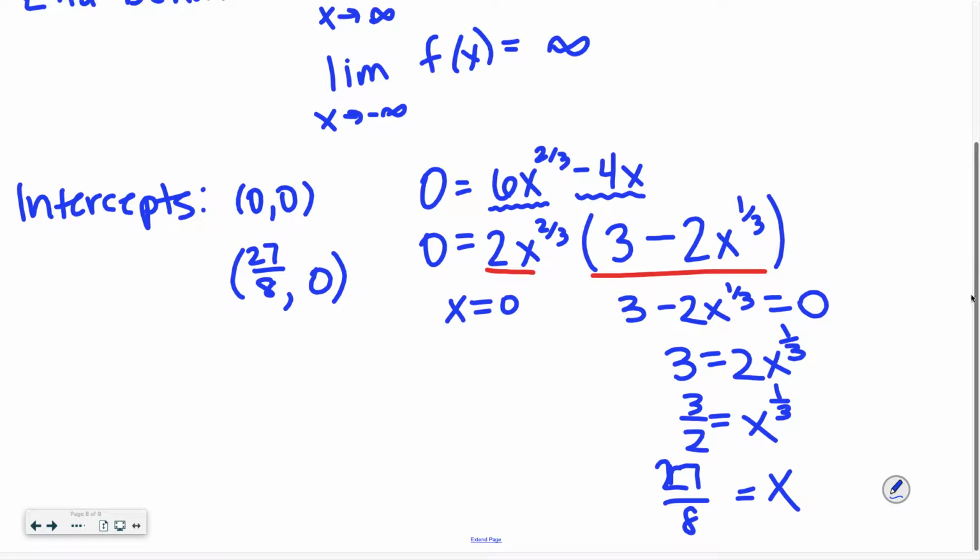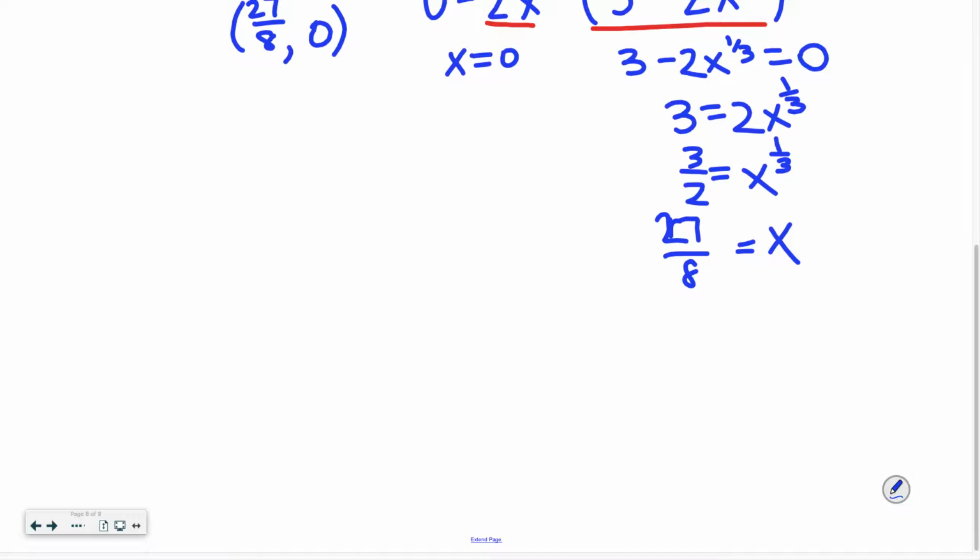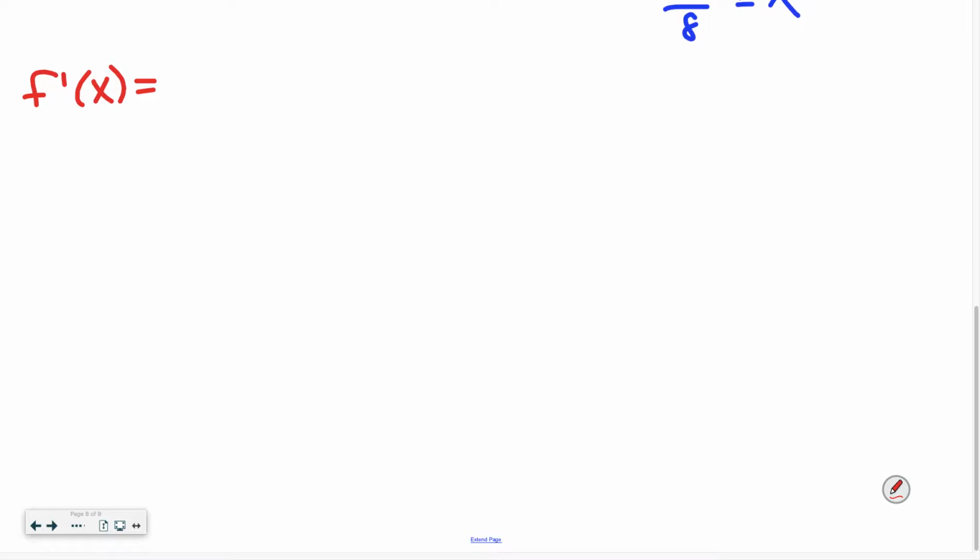Now let's actually get into the calculus of all of this here. So our first derivative is going to tell us where our function is increasing and decreasing, and also if we have any maximums or minimums, we'll find them here. So our first derivative, if we do the power rule, 6 times 2/3 would be 4, x to the -1/3, and then -4x has a derivative of negative 4. Okay.